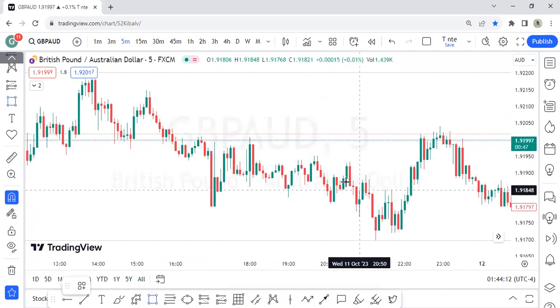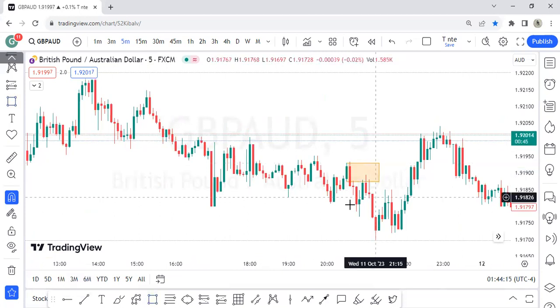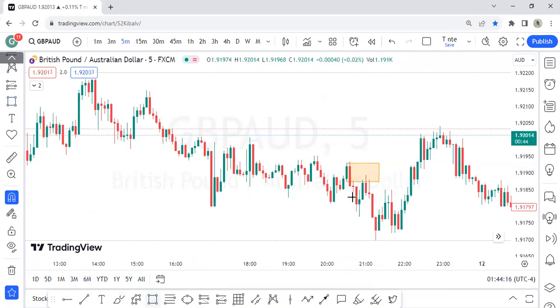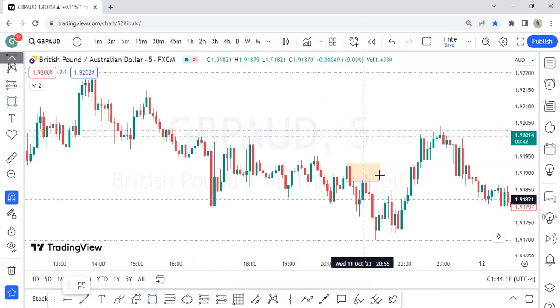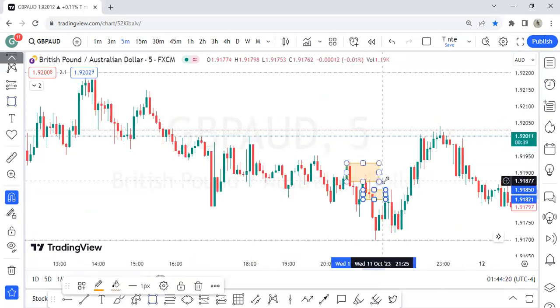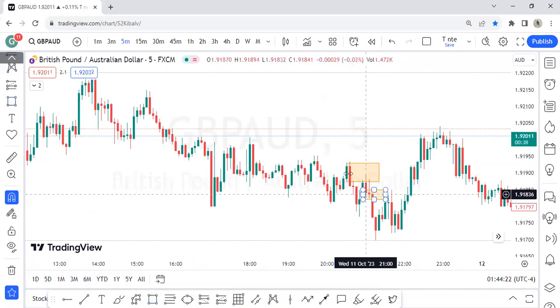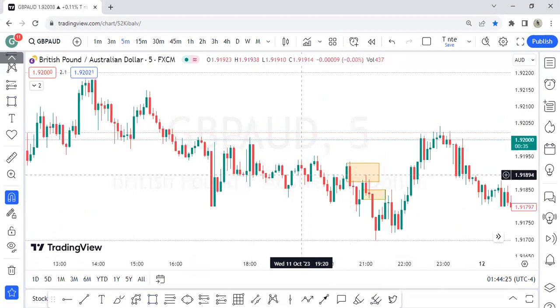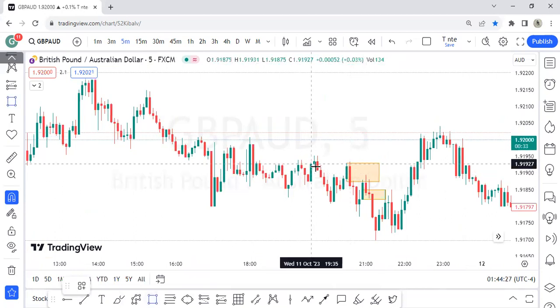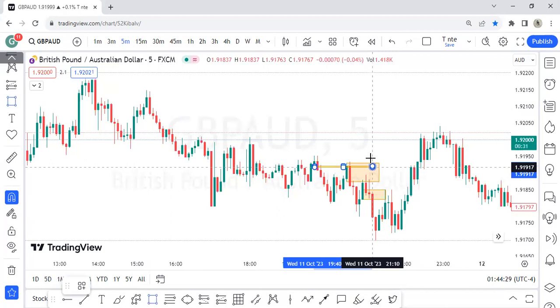Look at this one here. We have this other block here, and then you can see how this candle taps into the other block. So now this one becomes a proportion block. Why? Because this block tapped into the previous block, and this block also tapped into this previous one. So we all have proportion blocks here.